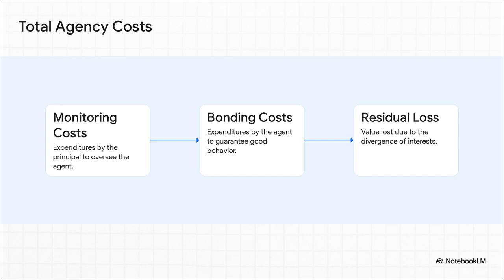Okay, this is absolutely crucial for the exam. The total agency cost isn't just one number. It's the sum of three distinct parts. First, you've got monitoring costs. That's the money the principal spends to keep an eye on the agent. Second, there are bonding costs. This is what the agent spends to prove they're trustworthy. And third, and this is the killer, is the residual loss. That's the value that gets destroyed anyway, because you can never get perfect alignment.